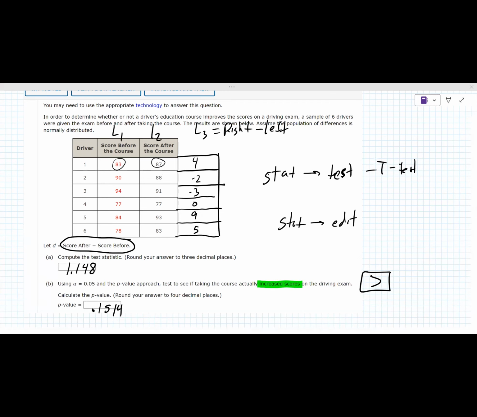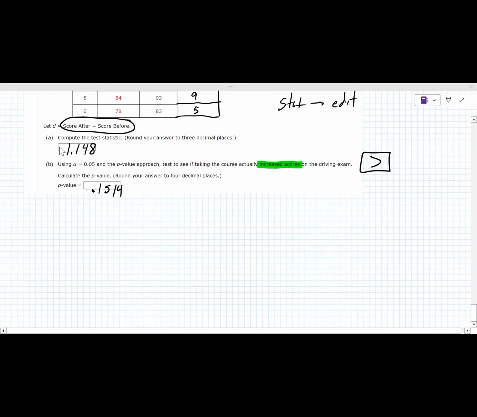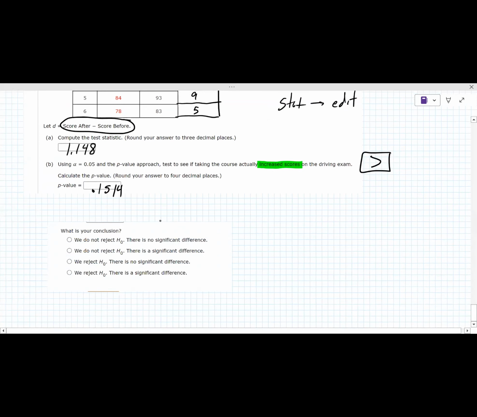How's that looking? Those are both correct. Okay, last part is the conclusion. Basically, you look at your p-value, 0.1514. How does that compare to your alpha level of 0.05? It is greater than. So we do not reject. There is no significant difference.